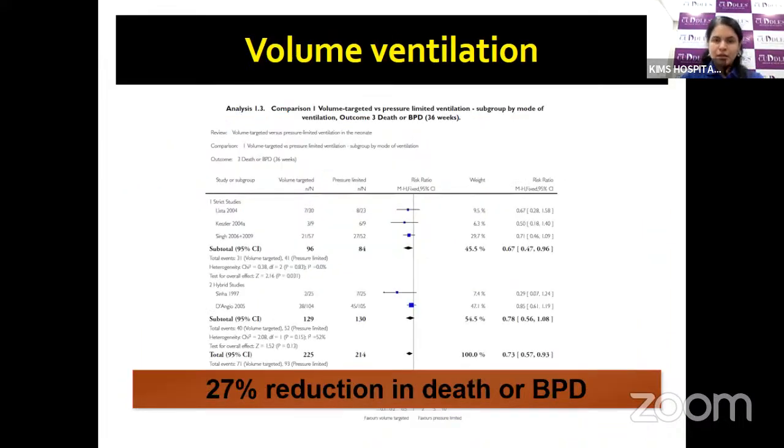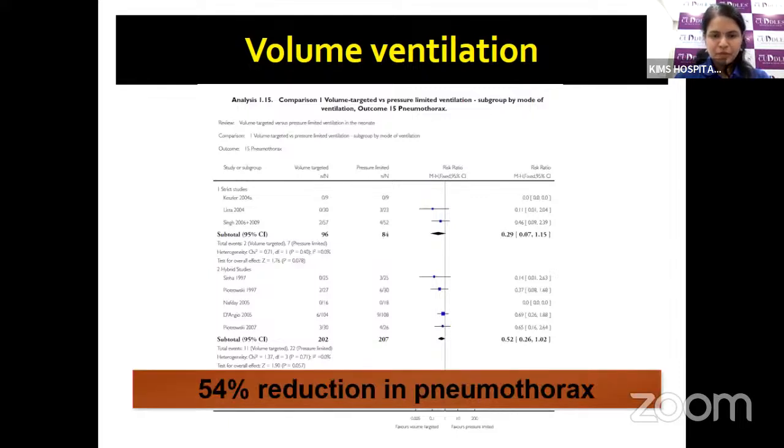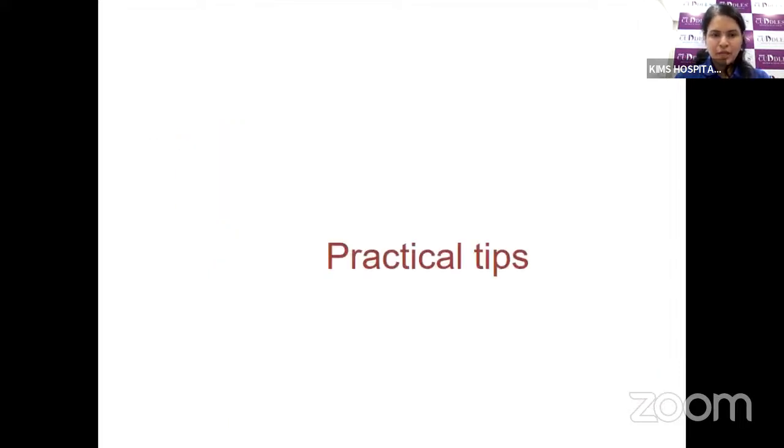So this is the forest plot from the Cochrane review comparing volume targeted versus pressure limited modes of ventilation, which shows that there is a 27% reduction in the combined outcome of death or BPD and 54% reduction in pneumothorax.